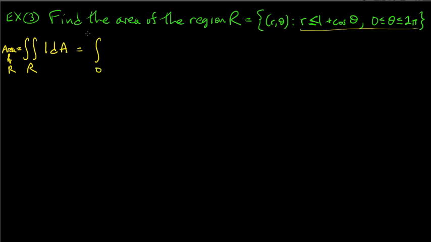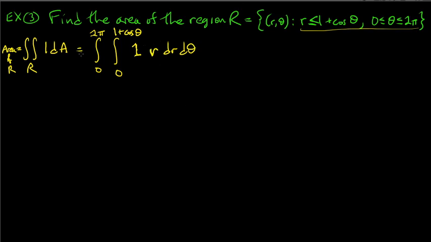Theta just goes from 0 to 2 pi. And then r goes from 0, how do I know that? Remember, r is always going to be bigger than 0, to 1 plus cosine theta. So that's the outer boundary of the region R. And we're just finding the area, we're not finding the volume. So this is just 1 times dA. But remember, dA is not dr d theta. No, it's r dr d theta. You need to multiply by another r.